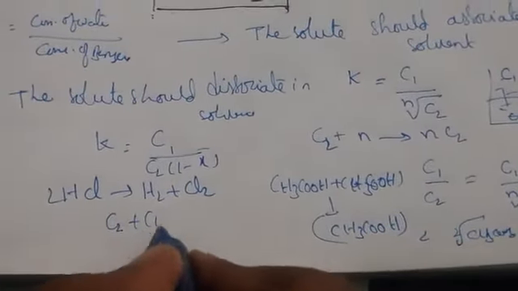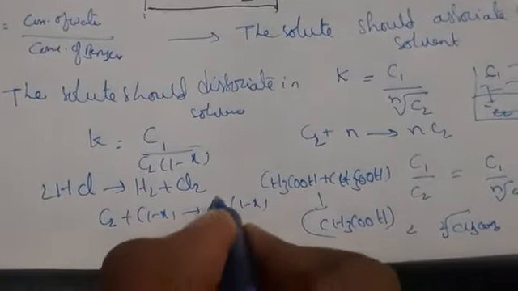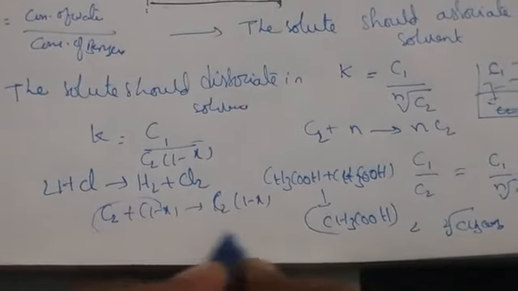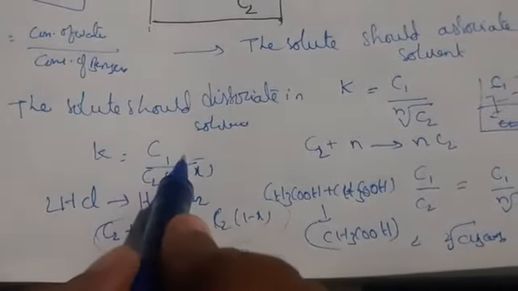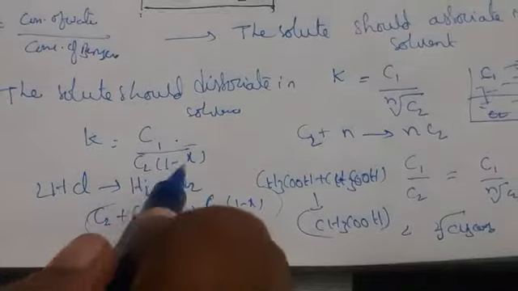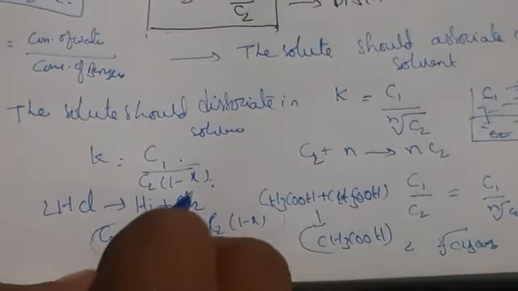C2 plus 1 minus x gives rise to C2 into 1 minus x. So what am I applying here? Initial conditions. If you write it in the distribution law equation, it is C1 by C2 into 1 minus x. So in the place of C2 we are getting C2 into 1 minus x.